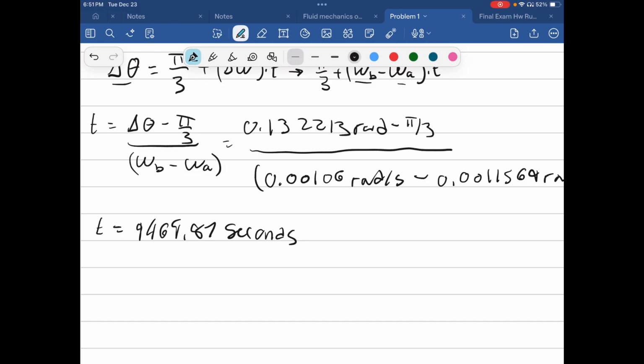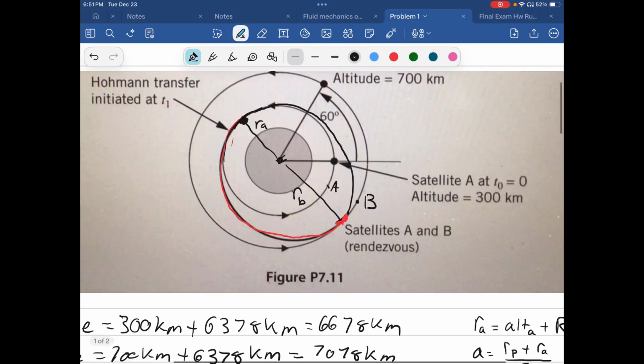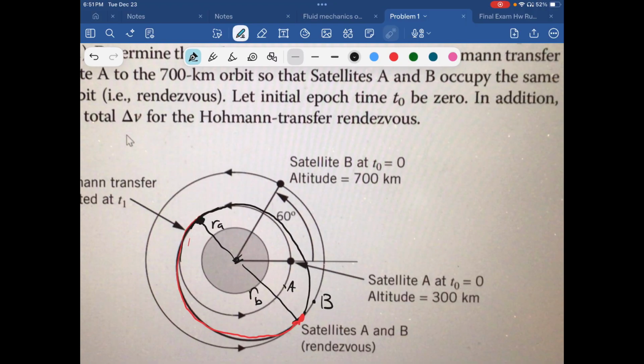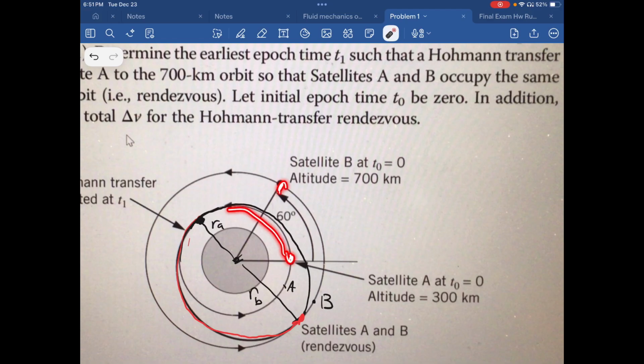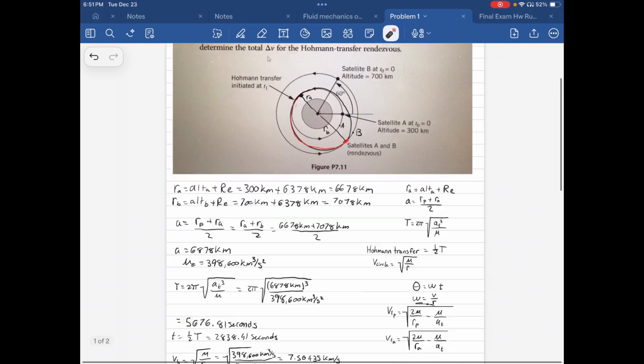the right position, so that when we do a Hohmann transfer of satellite A, it'll intercept with satellite B, right? Because if we did a Hohmann transfer from here, it wouldn't end up intercepting here. So we have to wait until it's the right time to do our Hohmann transfer, so that it'll intercept here when we do our orbit, right?